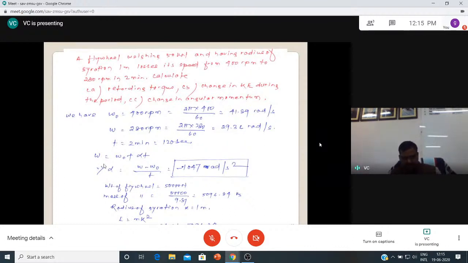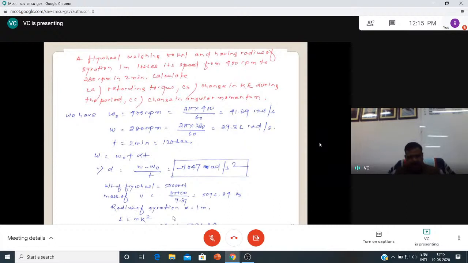Final angular velocity is equal to initial angular velocity plus alpha t. Alpha is equal to omega minus omega naught by t, which gives minus 1.0 radians per second square. The weight of the flywheel is 50,000 newtons. Mass is weight divided by gravitational acceleration, and this is how we can represent it.